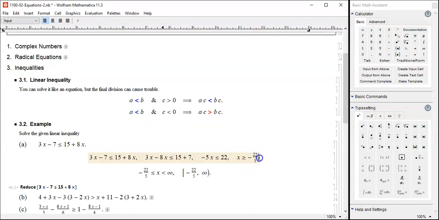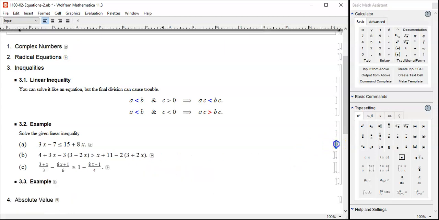We got the solution, but we can express it in the interval notation as well. Interval notation, okay. Greater than or equal to negative 22 over 5, so to the right. And greater than or equal to, so this is bracket, equality is included.